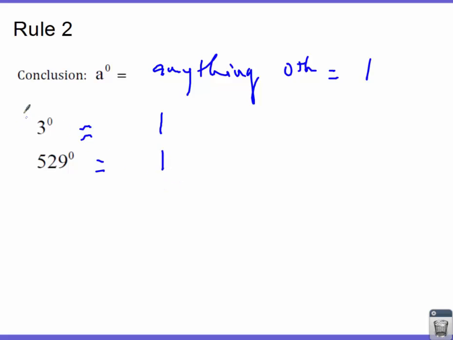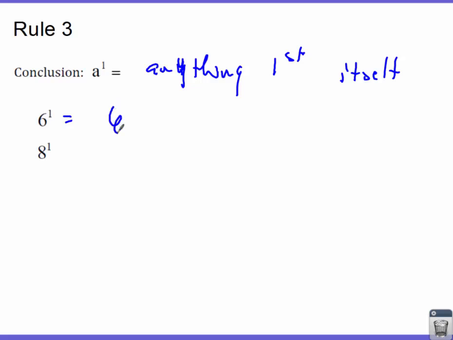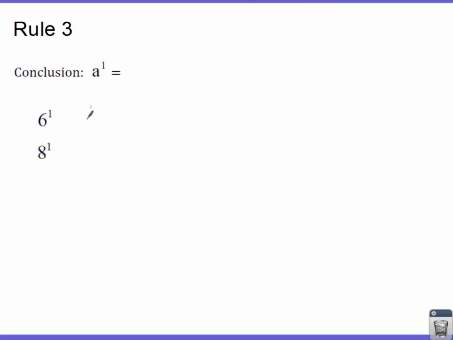Rule number 3, a to the 1st power. Anything to the 1st power will give you itself. So if we type in 6 to the 1st power into the calculator, we get 6 as an answer. If we do 8 to the 1st power, that is just 8. Sorry about that. Sometimes the pen just does crazy things working on this little board that I have.